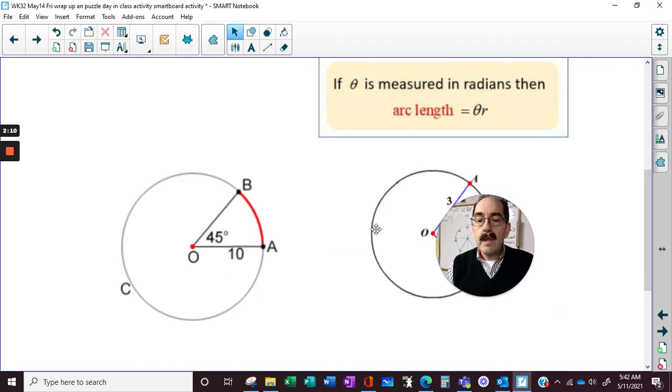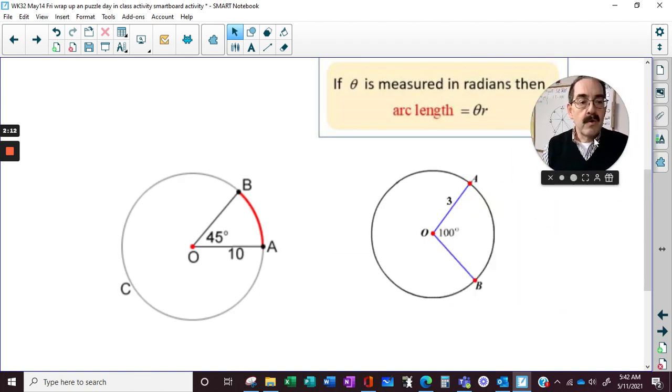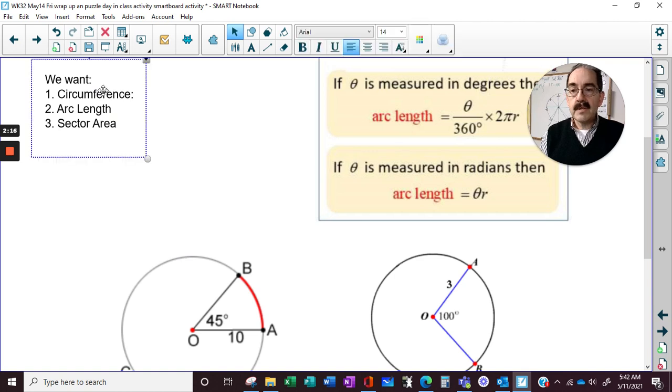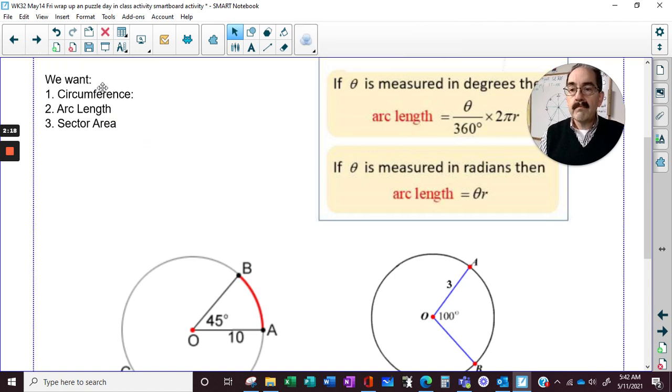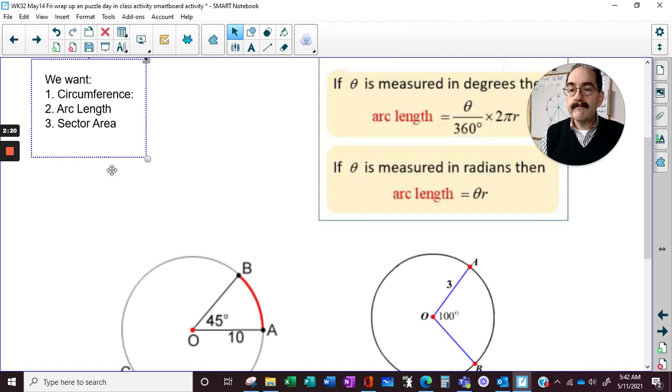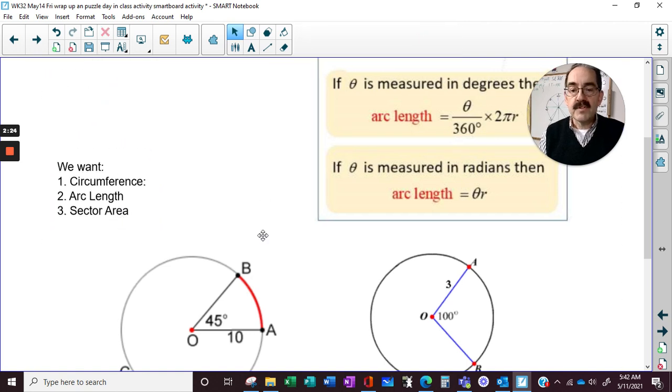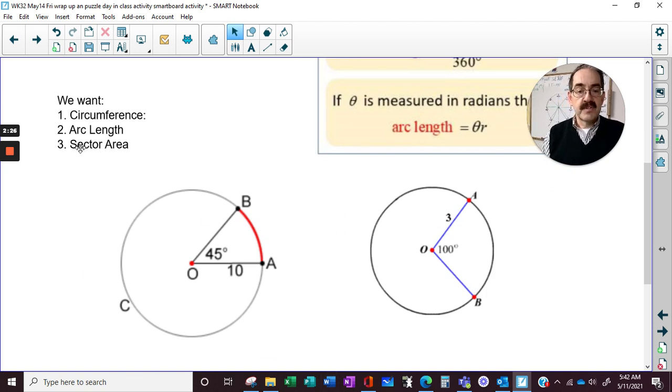Now, feel free to pause the video and give these a try. First, what's the circumference? Come back here. There we go. All right. First thing we want to do is know the circumference of the circle. Then we want to know the arc length of each circle, and then we want to know the sector area of each circle. Okay? Pause the video. See you in a minute.